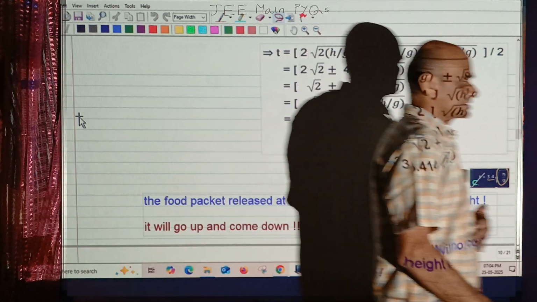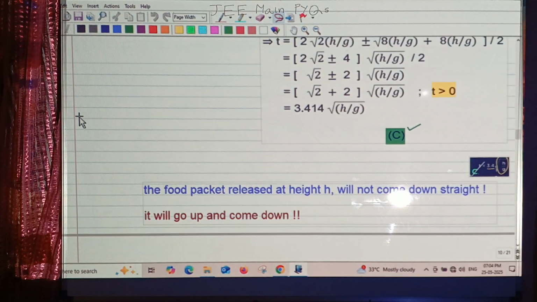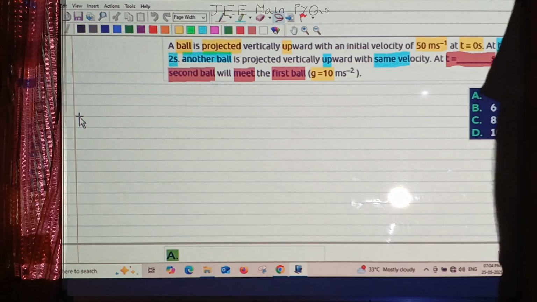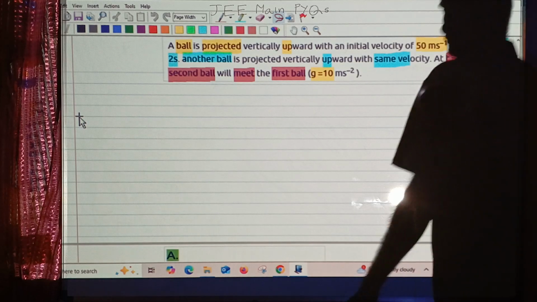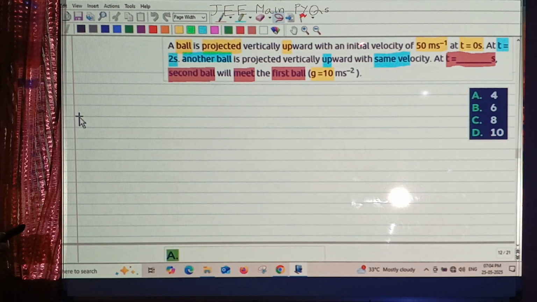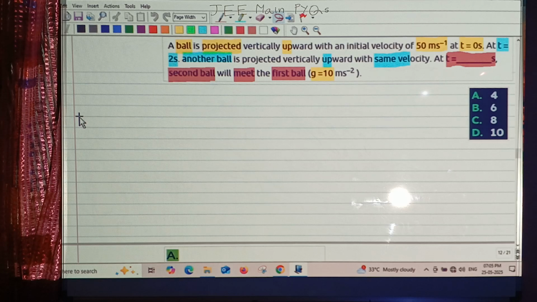So let's move on to the next question. A ball is projected vertically upward with initial velocity 15 meter per second at t equal to 0. At t equal to 2 seconds, another ball is projected vertically upwards with the same velocity. At t equal to dash seconds, the second ball will meet the first ball. g is 10 meter per second square. You can pause and try this question.